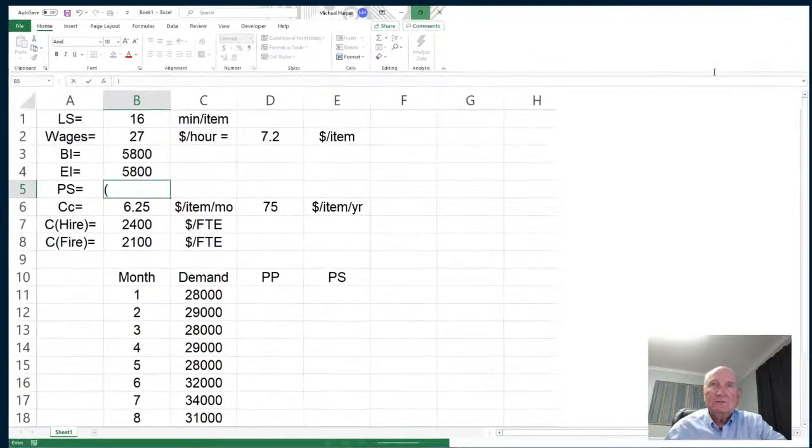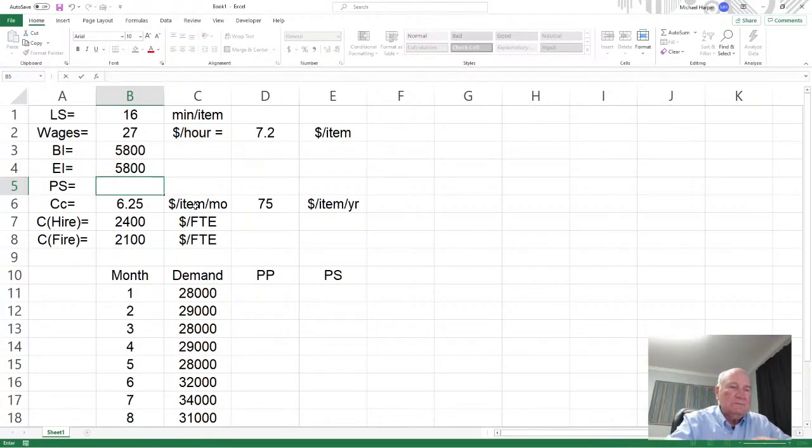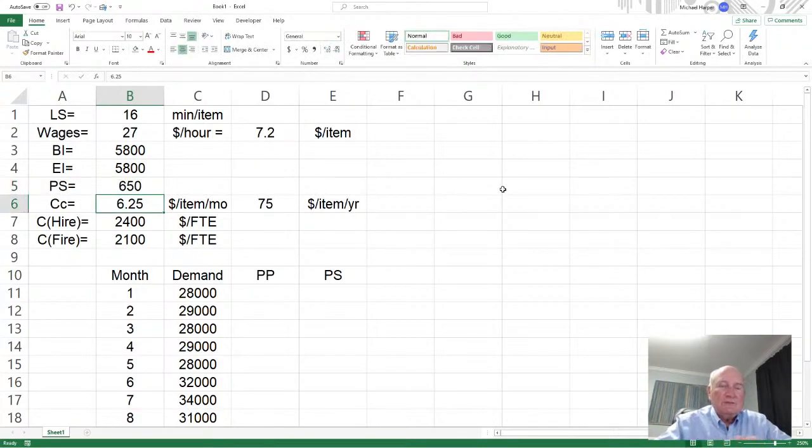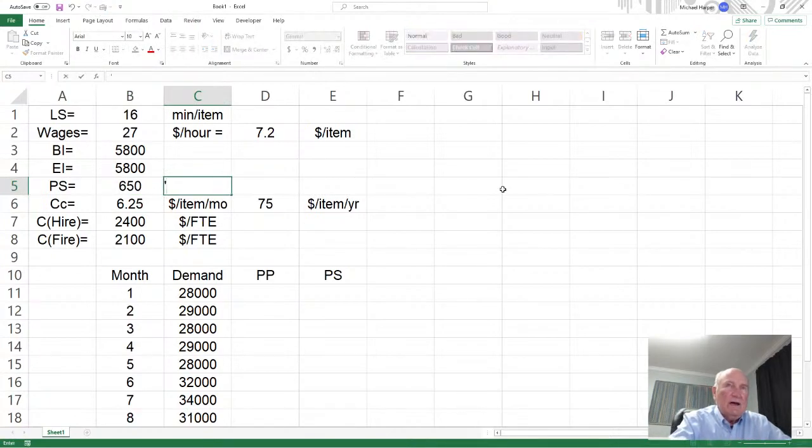So this is going to equal, in parentheses, 2,080 hours per year divided by 12, and that's how many hours per month. Divide that by the labor standard, how many hours per item? Well, it's 16 minutes, so it's going to be 16 divided by 60. And that's going to be 650 items per month.